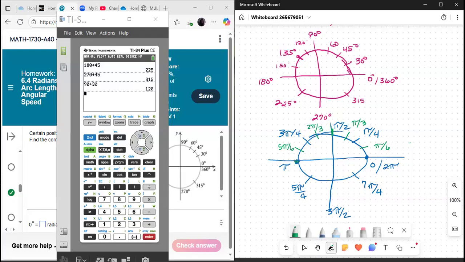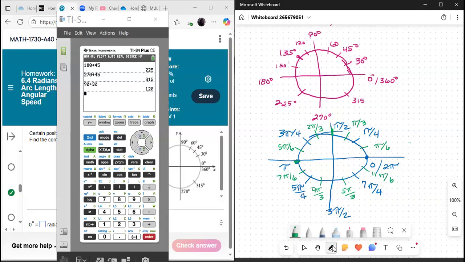And then 6 pi over 6, 7 pi over 6. 8 pi over 6, which is 4 pi over 3. 9, 10 pi over 6, which is 5 pi over 3. And then 11 pi over 6.